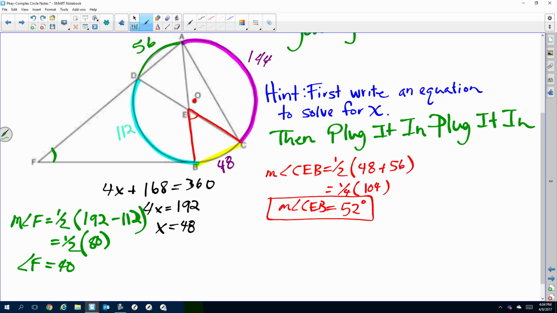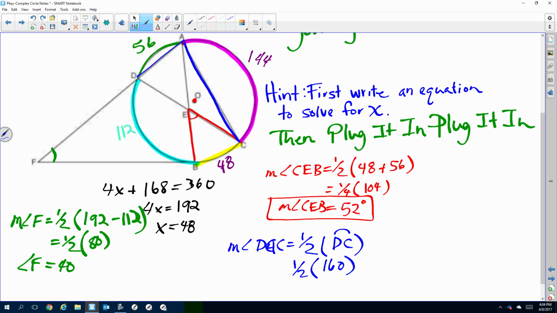The last one they want us to find is the measure of angle DAC. Here it is, D to A to C. That is an inscribed angle because A is the vertex that's on the circle. So the measure of angle DAC, because it's an inscribed angle, is half the intercepted arc. The intercepted arc for DAC is from D to C, so I have to find the measure of that arc. To get it, I add the 112 and the 48. I'm taking half of 160, so the measure of angle DAC is 80 degrees.